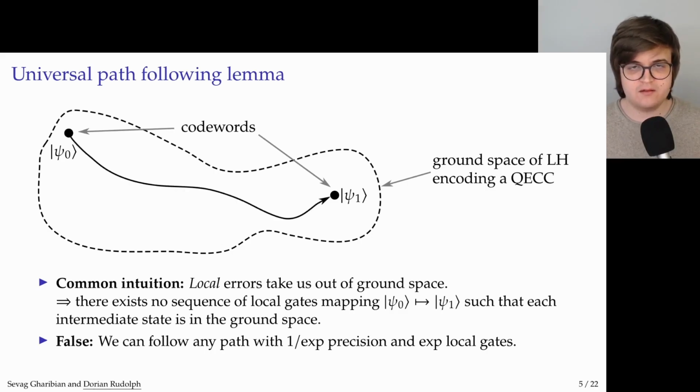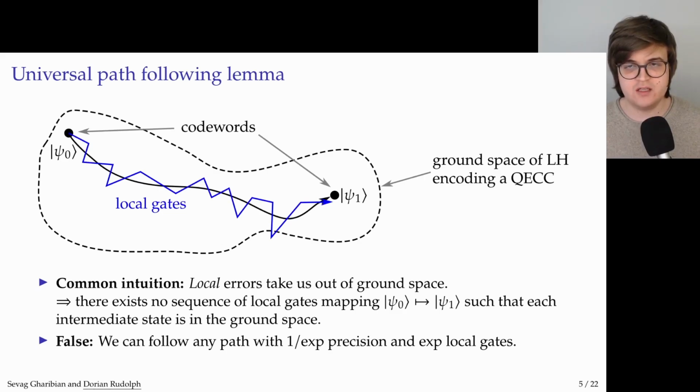Note that there always exists a path through the ground space between orthogonal ground states. The path following lemma allows us to approximate this path with sufficiently many true local unitaries. Note, in some intermediate states we may lie outside the ground space by 1 over exp.